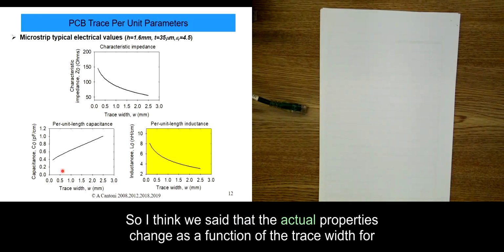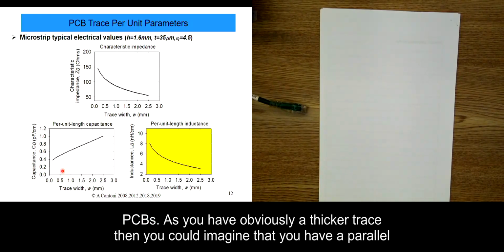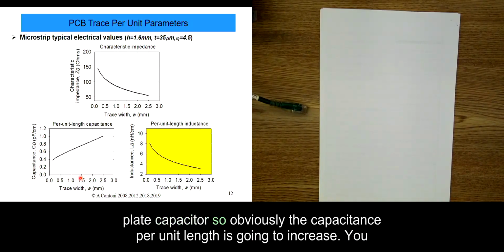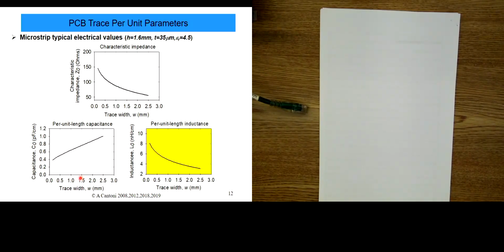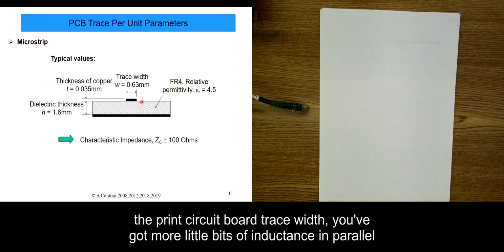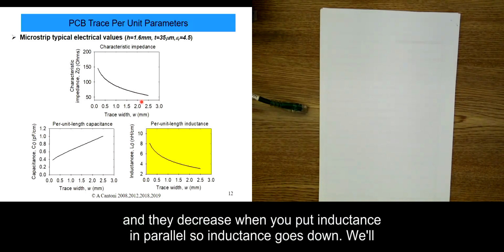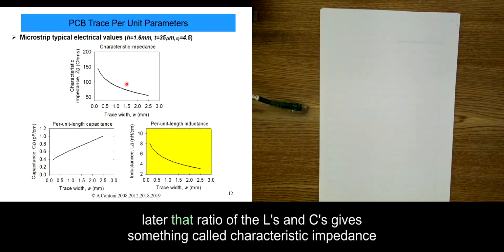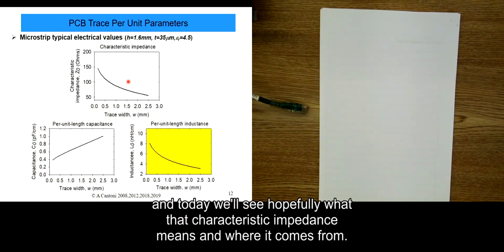We said that the actual properties change as a function of the trace width for PCBs. With a thicker trace, you could imagine a parallel plate capacitor, so the capacitance per unit length is going to increase. You can think of more little bits of capacitor in parallel, and capacitors in parallel add up. And as you increase the printed circuit board trace width, you've got more little bits of inductance in parallel, and inductances in parallel decrease, so the inductance goes down. We'll see later that the ratio of the L's and C's gives something called characteristic impedance, and today we'll see hopefully what that characteristic impedance means and where it comes from.